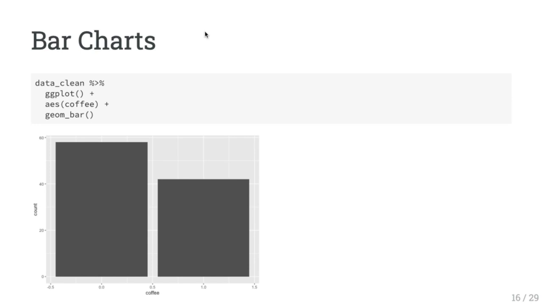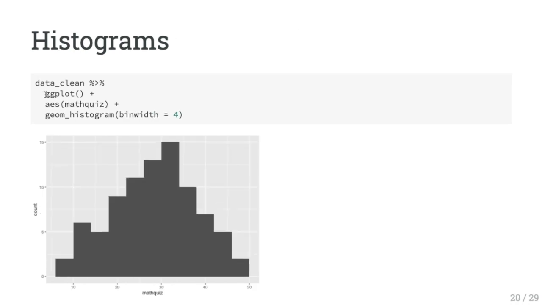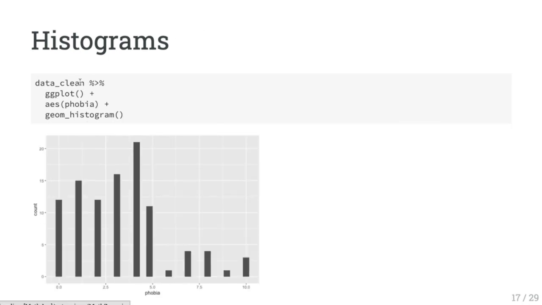After trying geom bar, to do a histogram, all we have to do is use geom histogram instead of geom bar. And in this case, we want to use a continuous variable, so we're going to use phobia. Everything else is the same. You'll notice we have the data. We have our blank canvas. We have our AES. We're just telling it the phobia. And then we have geom histogram.